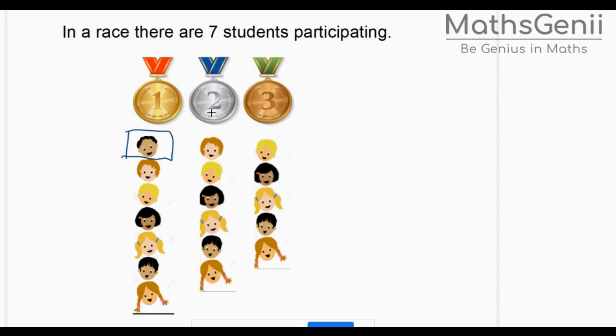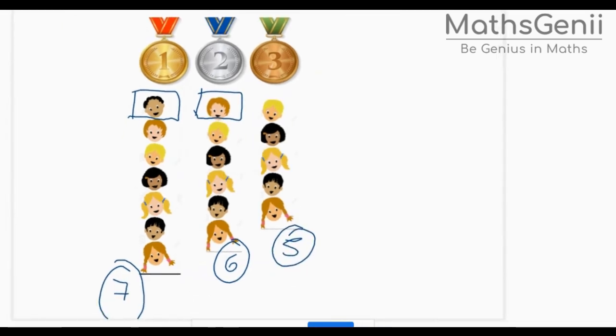Now for silver, how many options do you have? This becomes minus. So for this gold medal, you had 7 options. For silver medal, how many options do you have? 6. And suppose this person got the silver medal. Now for the bronze medal, how many options do you have? This person has already gotten silver. So 1, 2, 3, 4, 5. So you have 5 options for this position. Okay. Now order matters in a race. Absolutely. First, second, third.